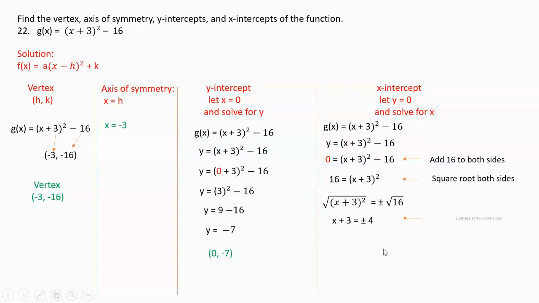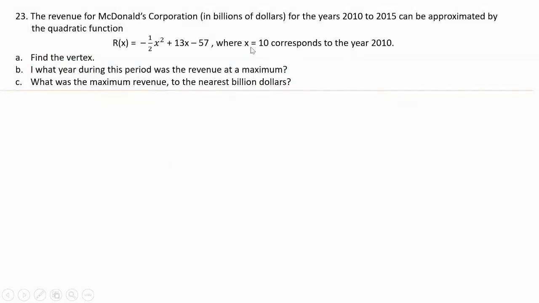Now we're going to subtract 3 from both sides. So we get negative 3 plus or minus 4. So it's going to be negative 3 plus 4 and negative 3 minus 4. Negative 3 plus 4 is going to give us 1, and negative 3 minus 4 will give us negative 7. So these are my intercepts: (-7, 0) and (1, 0) are my x-intercepts. So I just showed you 2 examples of how to find the vertex, axis of symmetry, y-intercept, and x-intercepts when the equations are in different forms.